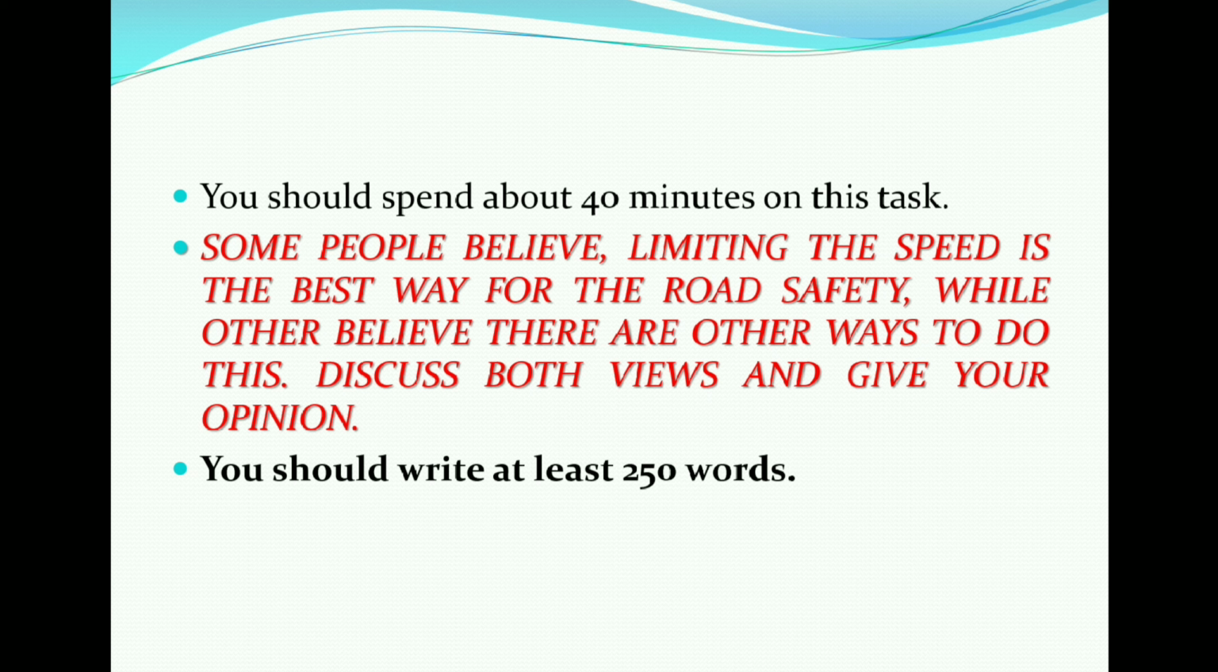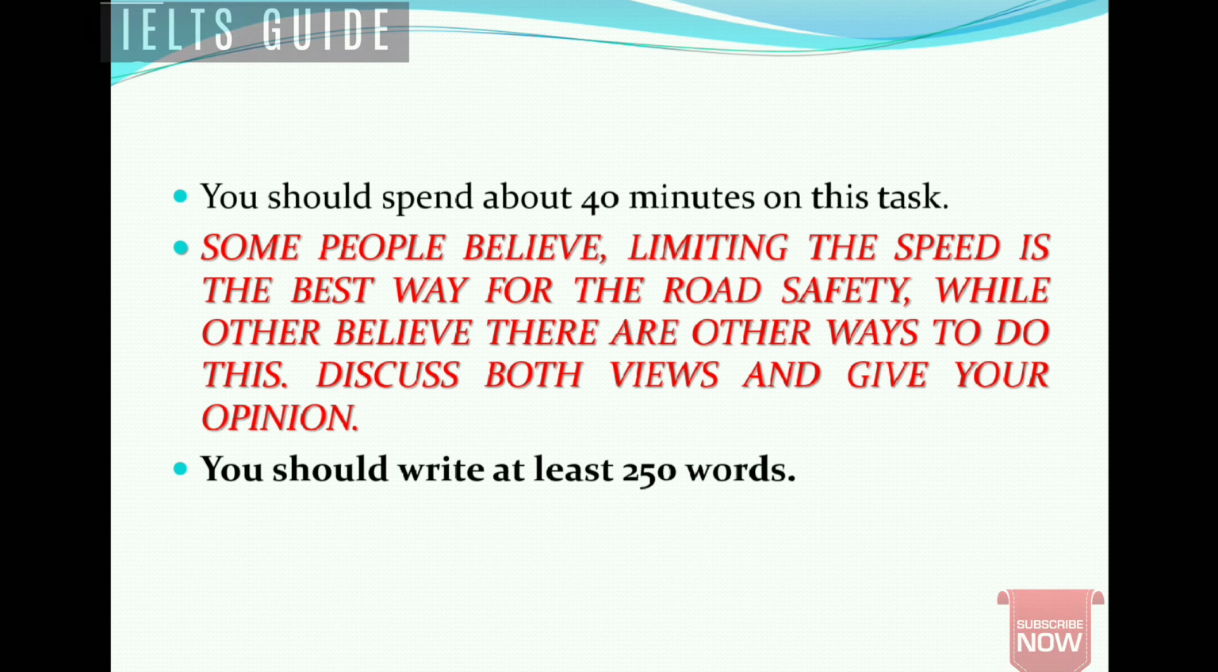You should spend about 40 minutes on this task. Some people believe limiting the speed is the best way for the road safety, while others believe there are other ways to do this. Discuss both these views and give your own opinion. You should write at least 250 words. Okay, now let's focus on the question. I am going to give you how you should deal with the question so that you can easily write the full essay in the time limit of 40 minutes.